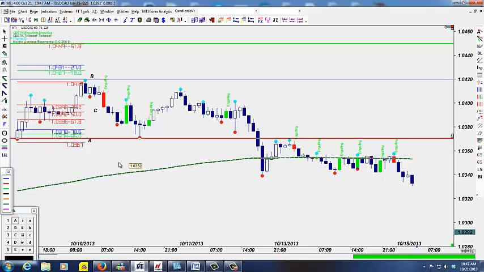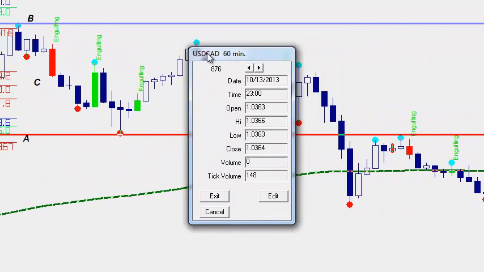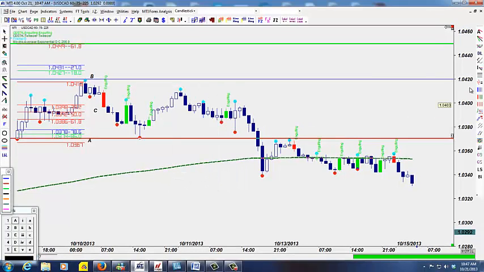So what we can do here is we can now use a new fib, and we're going to take it from this low to this high. So let's take a look here. What is this high at? This high is at 0369, and that is at 68, so that's the winner. Okay. So we're going to take our fib tool, and we're going to go from this low to this high.